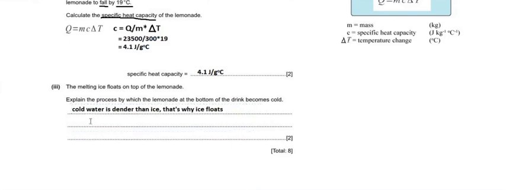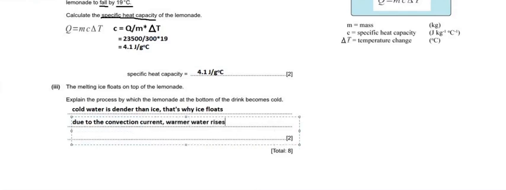Okay, and about the process by which the lemonade at the bottom of the drink becomes cold, for that we can write down, due to the convection current, and write down, the warmer water first of all rises, and cold water deposits at the bottom.